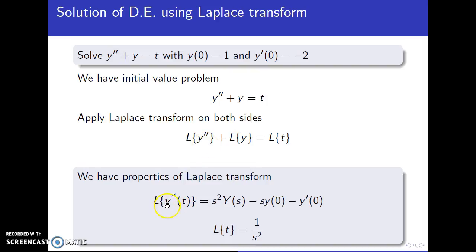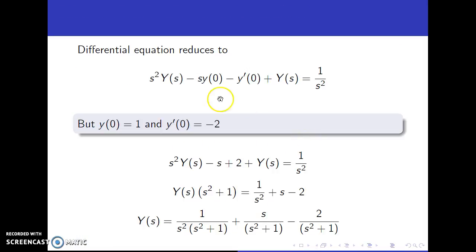So, that's why we use the property of the second order derivative, that is s squared Y(s) minus s y(0) minus y dash(0). And on the same line, we have the standard function, the Laplace transform of t, which is nothing but 1 upon s squared. Now, putting all these values in this equation, we reduce it to s squared Y(s) minus s y(0) minus y dash(0) plus Y(s) is equal to 1 upon s squared.